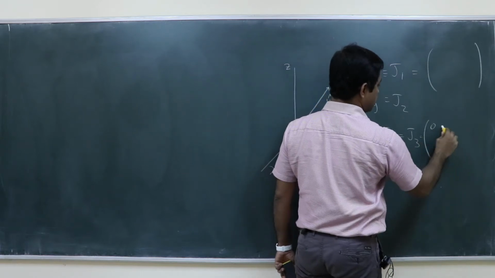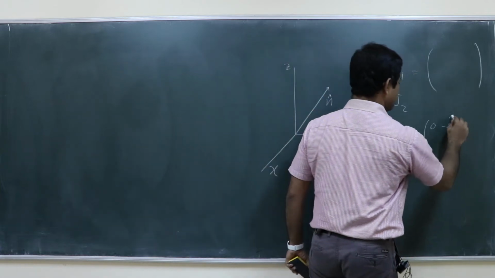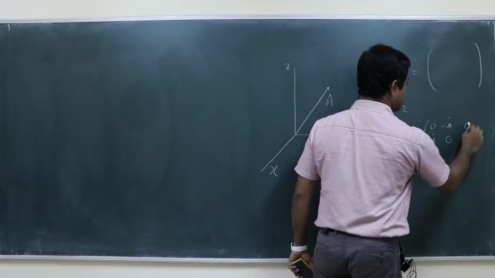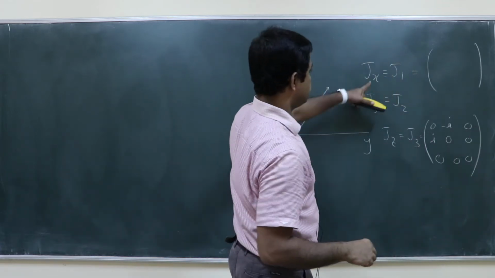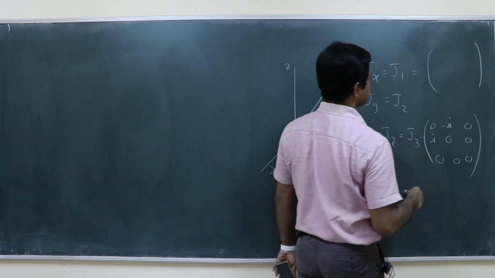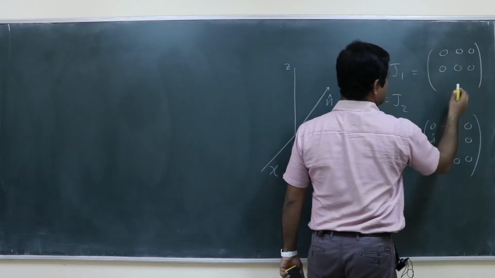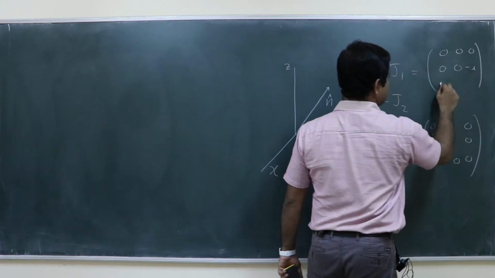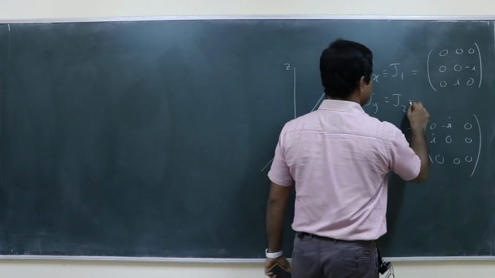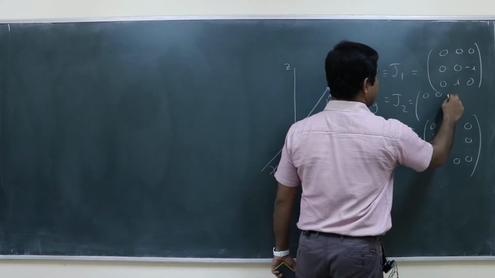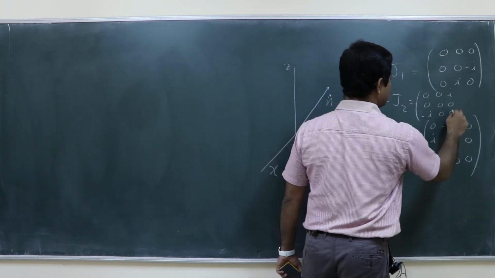J3, Jz, was 0 minus i 0 0 0 0 0 0, and J1, or Jx, is 0 0 0 0 0 0 0 minus i 0 0 minus i 0 i 0 0 i 0. Okay, and J2 is 0 0 0 i 0 0 0 0 0 0 minus i 0 0. Okay, good.